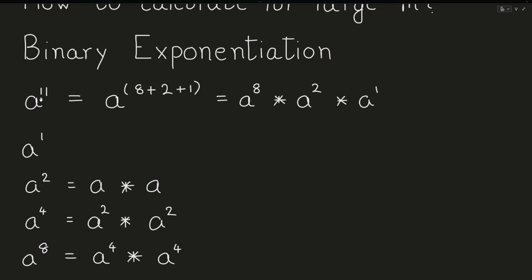So here I've done a power 11 is equal to a power 8 plus 2 plus 1, which is equal to a power 8 into a power 2 into a. So how do we calculate this? We start with a and we can get a square, which is equal to a into a. And then we can get a power 4, which is equal to a square into a square. And this a square is what we got in the previous step. Similarly, we can get a power 8, which is equal to a power 4 into a power 4. And we just plug in these values in this equation above.